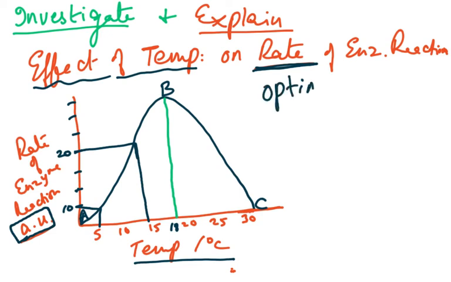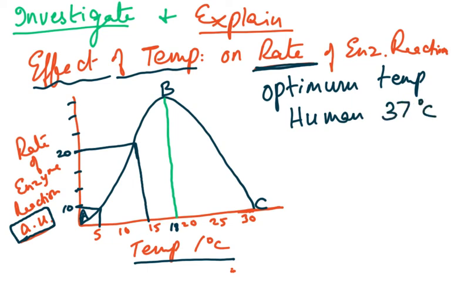Optimum means the temperature at which it works best. Every human enzyme has an optimum of 37. But there are bacteria which survive in volcanoes, and those could have a much higher optimum temperature than plants which survive on glaciers, which could have a very low optimum temperature. So optimum temperature is very variable.